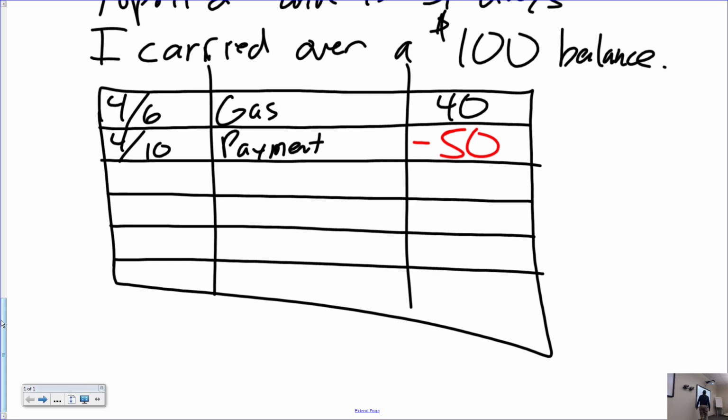All right. So after I make that payment, well, maybe a couple more days go by. Well, let's make a few more. On the 16th, what do we need to do on April 16th? Okay, food. Was it me or my wife? It was my wife, so back to $150. Oh, okay. Well, whatever.